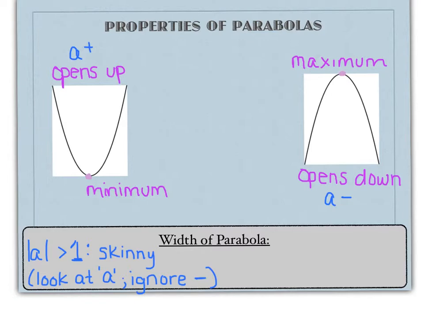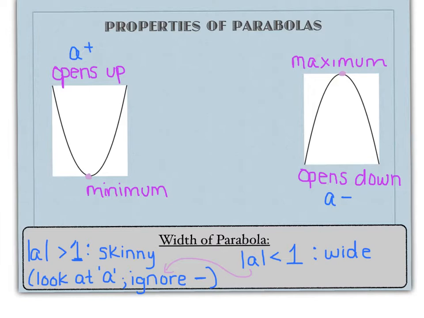If that absolute value of a, which again really just means look at the a value without looking at whether it's positive or negative, is less than 1, 1 is always kind of your magic number, then you're going to have a wide parabola. I know that's kind of counterintuitive. You would think normally that if it's a bigger number, it's going to be wider.